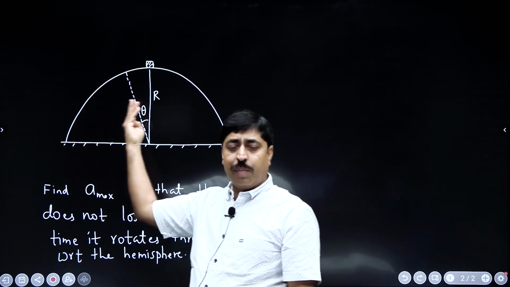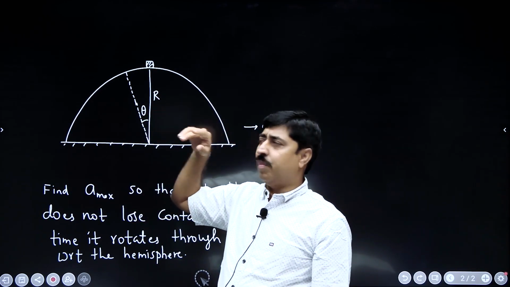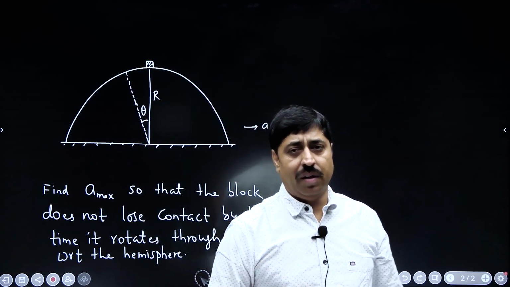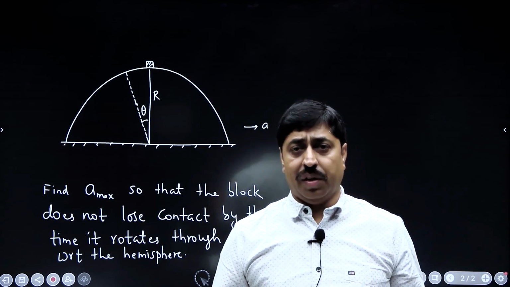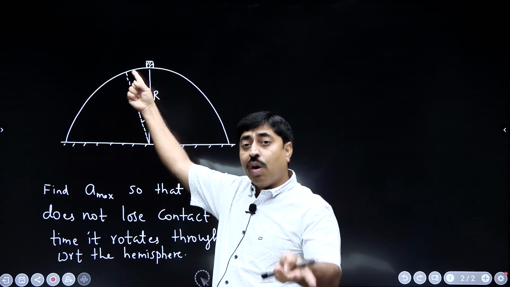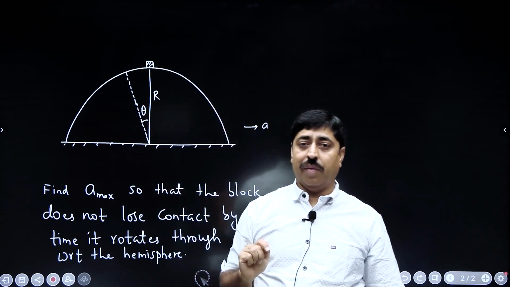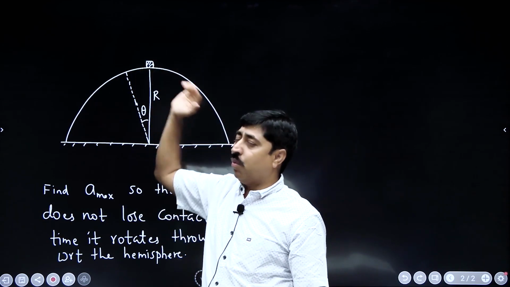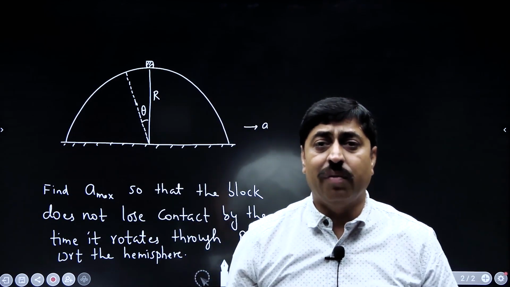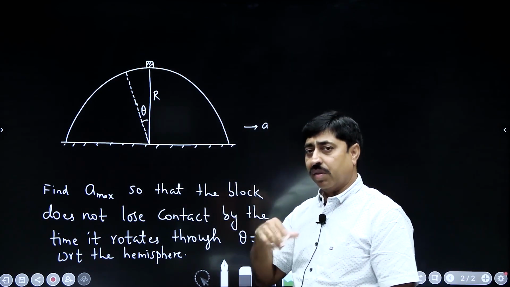Once you begin to push this hemisphere, you give it an acceleration. In the reference frame of the hemisphere, the block will begin moving like this. The question is asking, what could be maximum acceleration for which the block does not lose contact with the hemisphere by the time it rotates through a small angle of 1 degree. By the time the block rotates through a small angle of 1 degree, it should not lose contact with the hemisphere. For this to happen, what should be the maximum acceleration a?